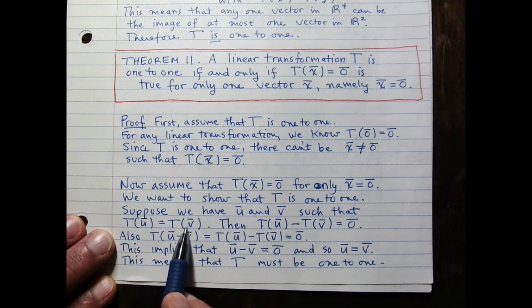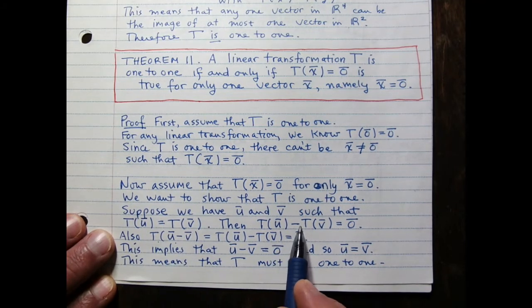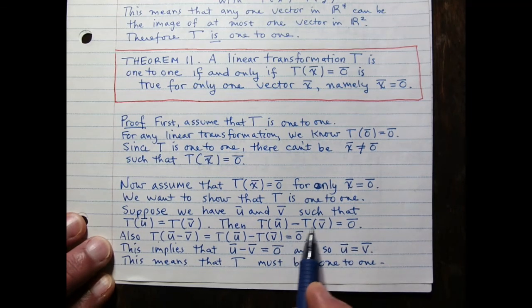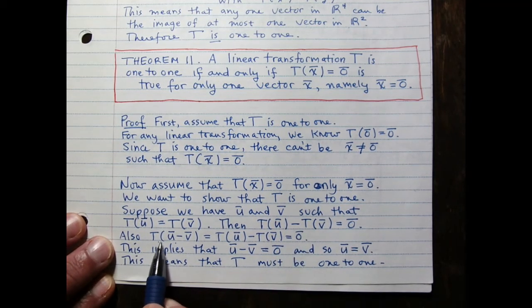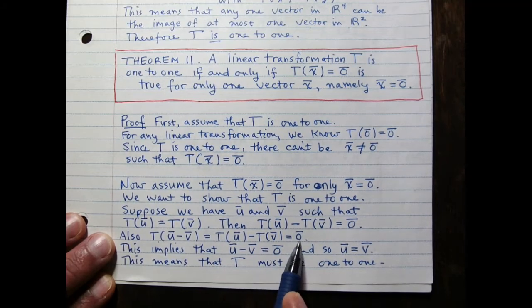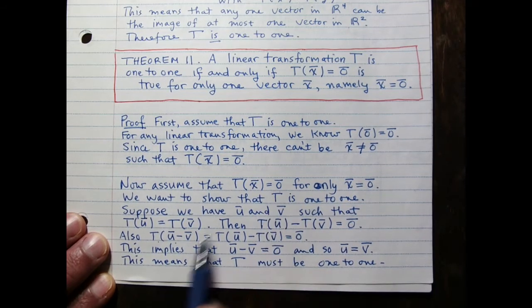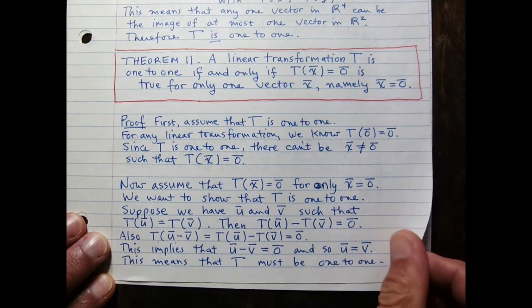T of u equals T of v. Well then, T of u minus T of v must be 0. By properties of linear transformations, that's the same as T of u minus v. So T of u minus v, which is T of u minus T of v, is 0. But we've just said the only vector whose image is 0 is the zero vector, so u minus v itself must be 0, so u equals v. So this means that T must be one-to-one.